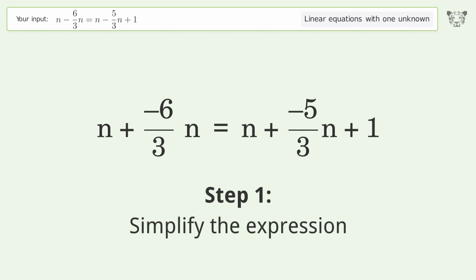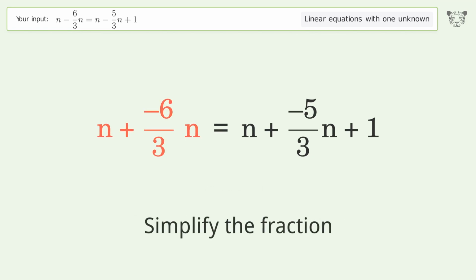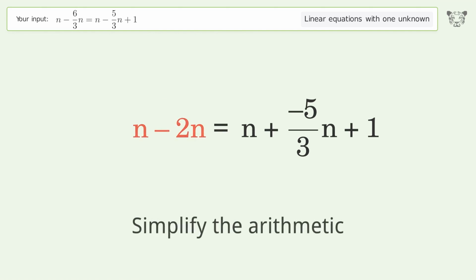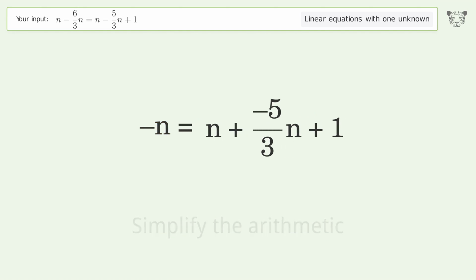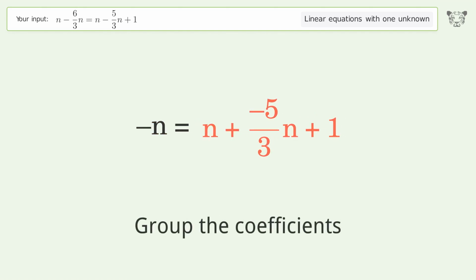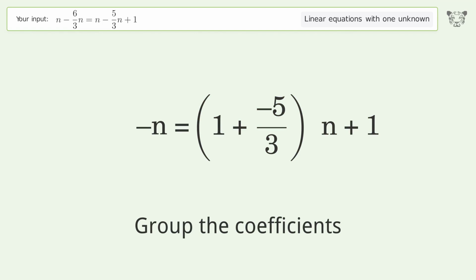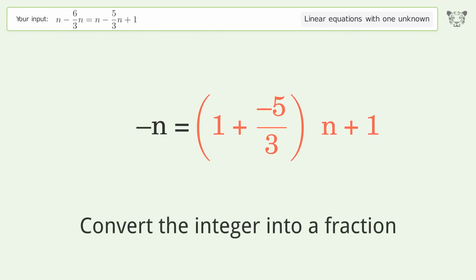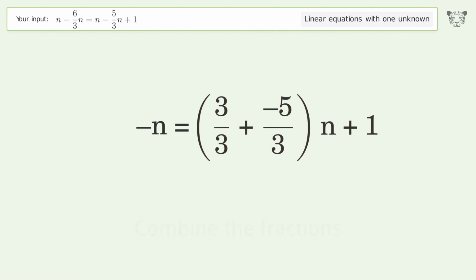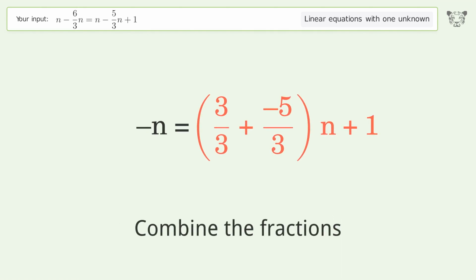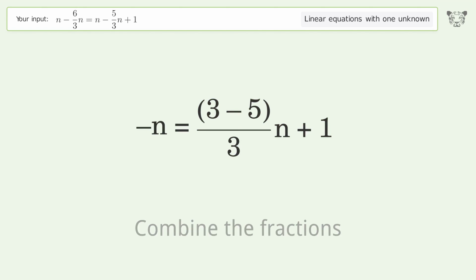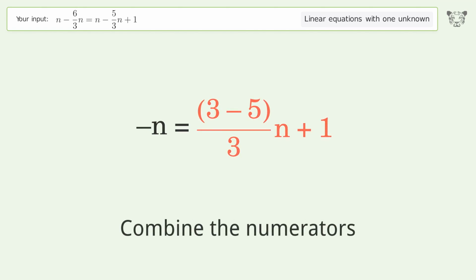Simplify the expression. Simplify the fraction. Simplify the arithmetic. Group the coefficients. Convert the integer into a fraction. Combine the fractions. Combine the numerators.